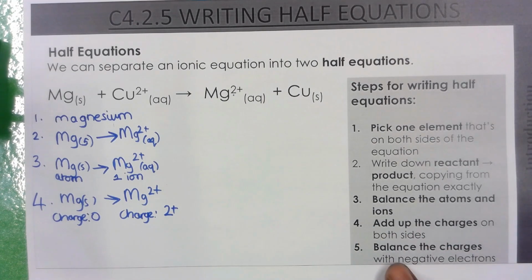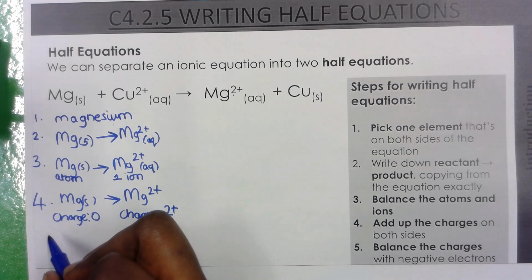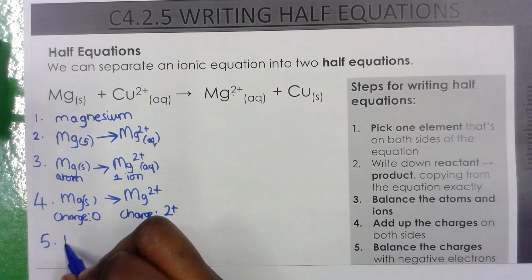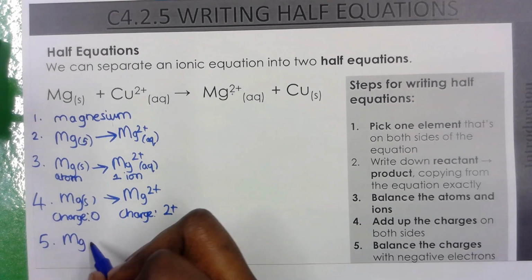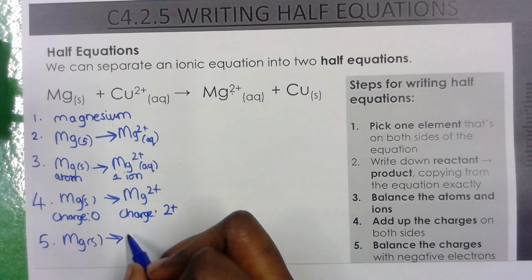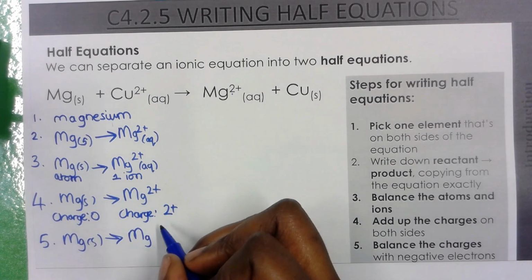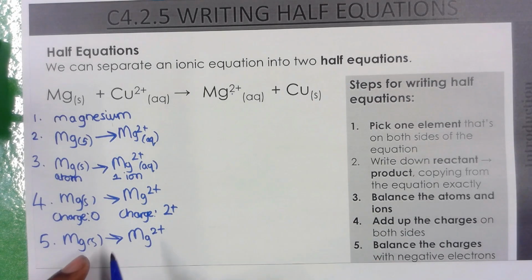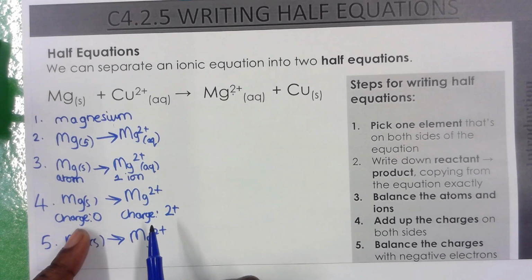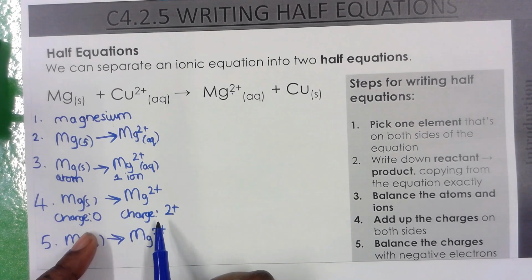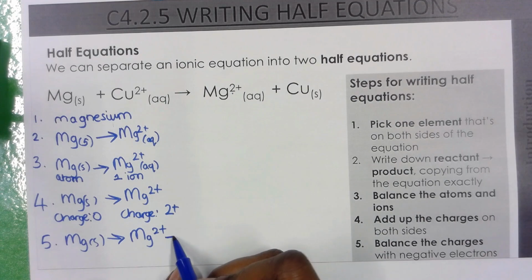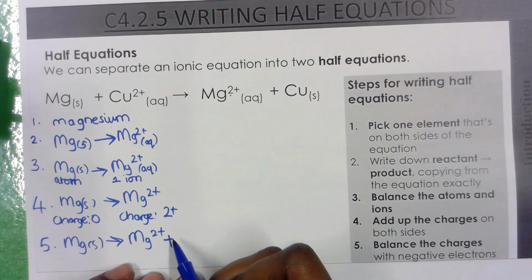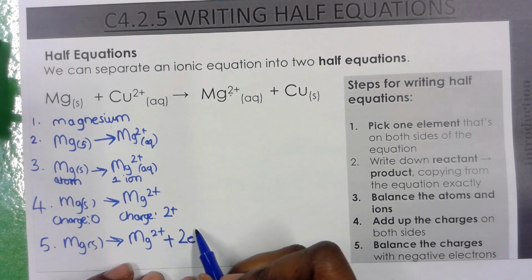Step 5 says balance the charges with negative electrons. Okay, so here again you can see we have a magnesium becoming a magnesium ion, and for us to be able to get that balanced charge, so remember we want it to be able to cancel each other out, we're going to need to add 2 negative electrons.